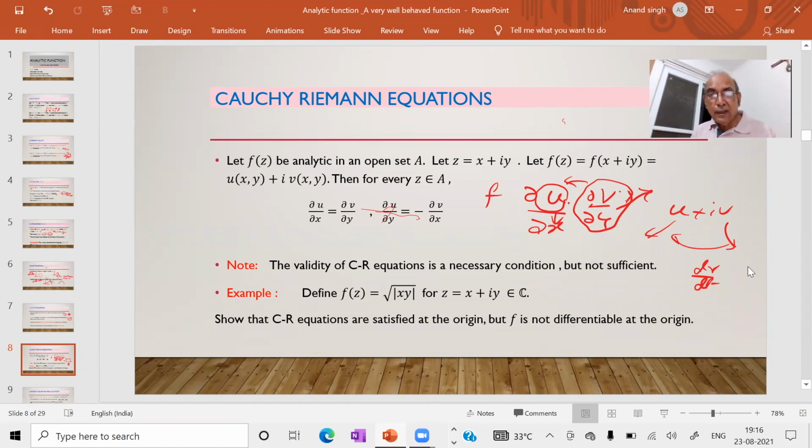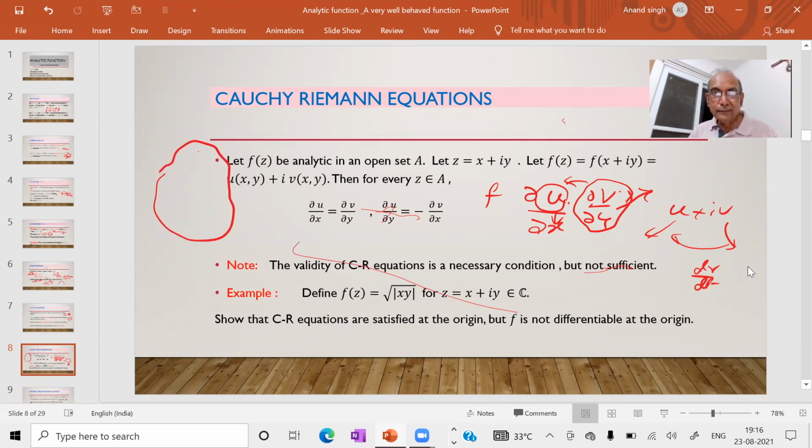Next, we know that the validity of the CR equations is a necessary condition, but not sufficient. You must have studied examples, and one of the first examples you consider is f of z equal to the square root of mod x y, for z equal to x plus iy. Then the Cauchy-Riemann equations are satisfied at the origin, but the function is not differentiable at the origin. So again, you can see the well-behavedness.